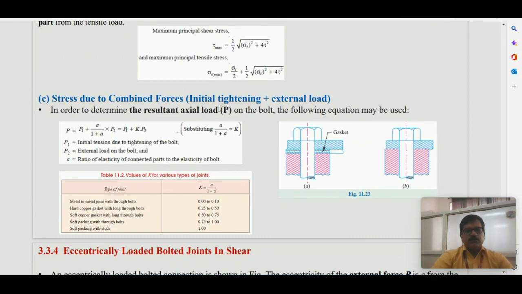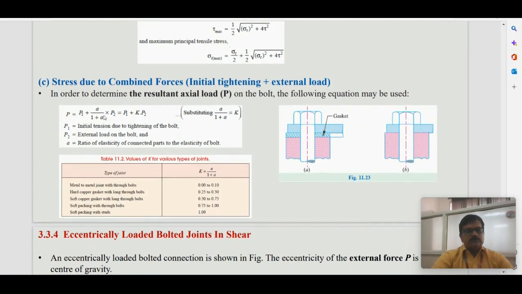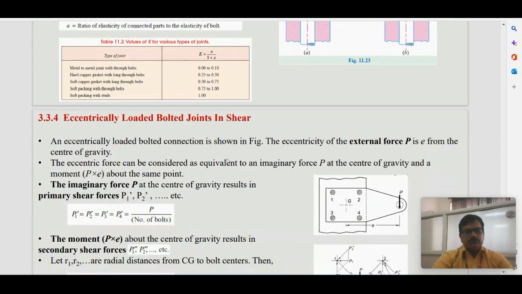Stress due to combined forces, initial tightening and external load. Initial tightening is Pi plus K into P2. Pi is the initial tension and P2 is the external load on the bolt, and K is A plus 1 by A, where A is the ratio of elasticity of the connected parts to the elasticity of bolt.